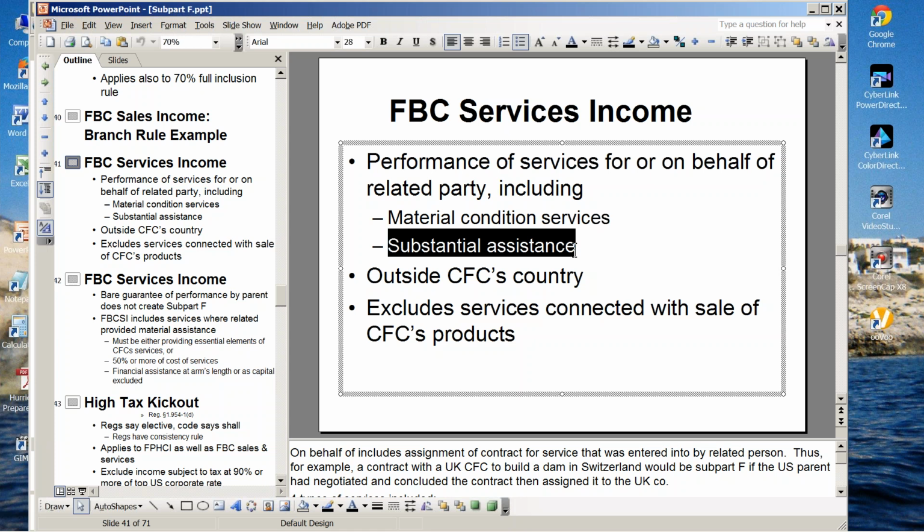Now, there are some things excluded from substantial assistance. Financing is not considered substantial assistance in any circumstances, but performance of services usually is. And I encourage you to read the regulations to kind of wade through all of these things.